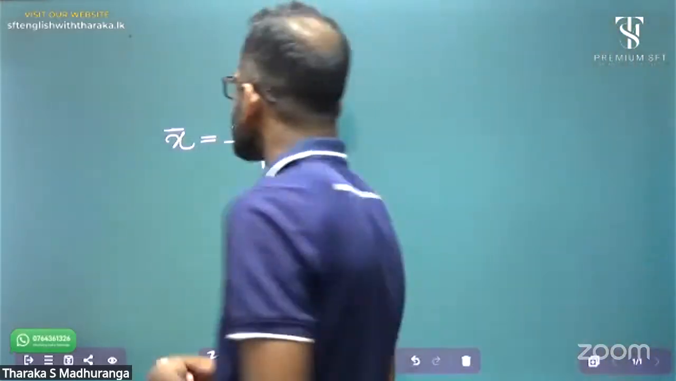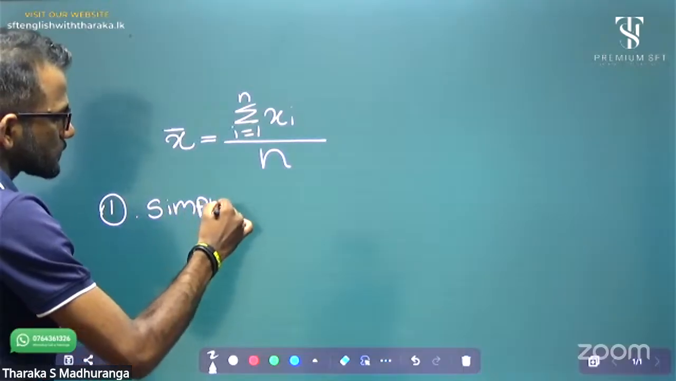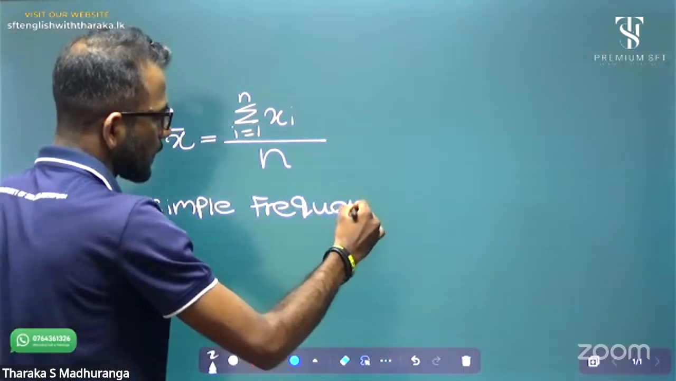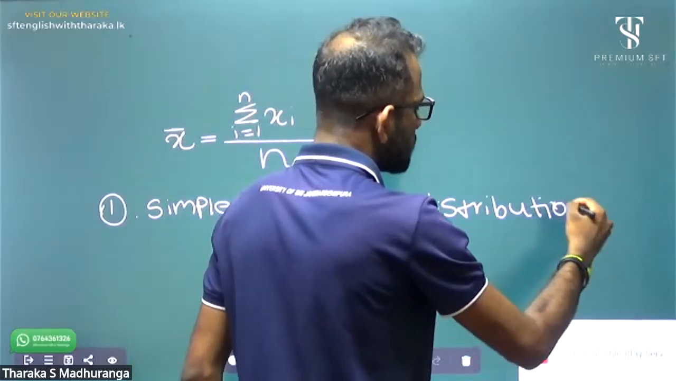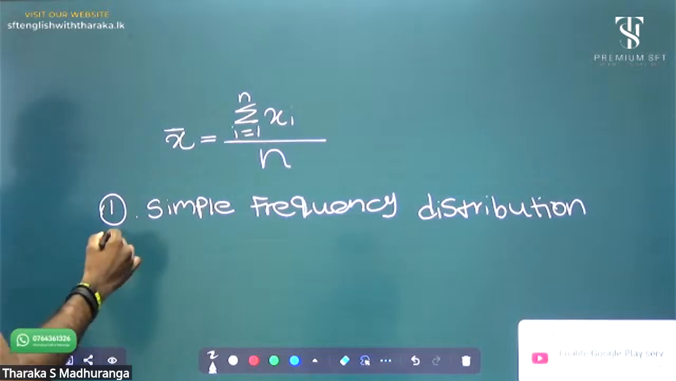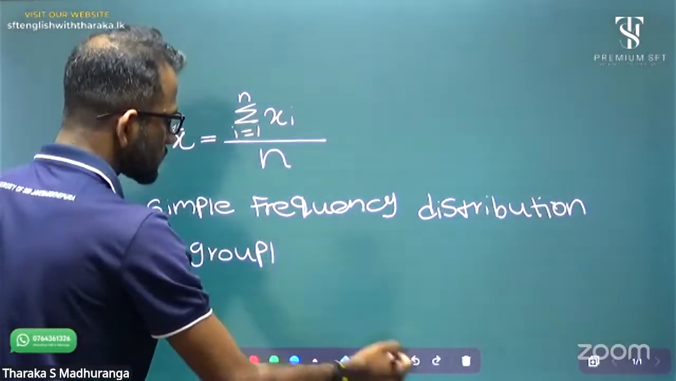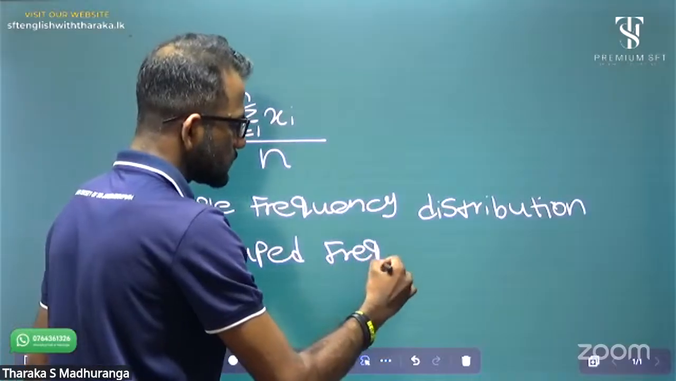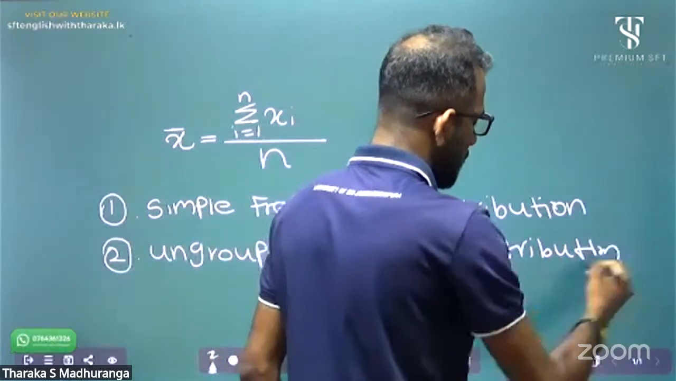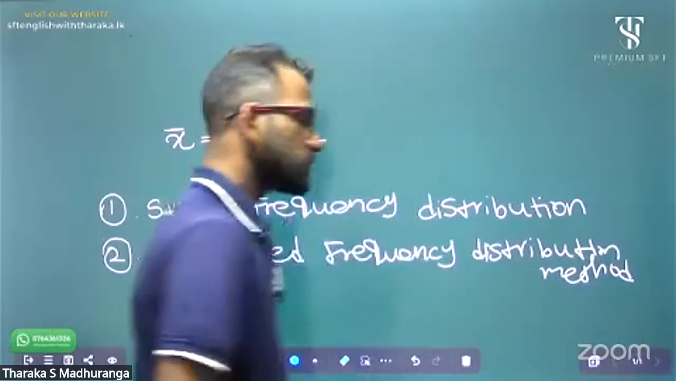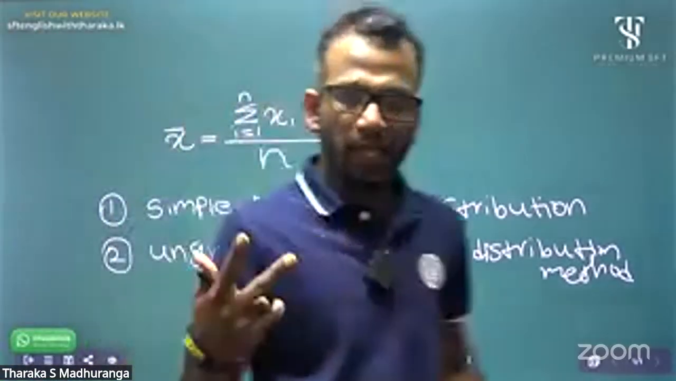That's why I told you we have to go to the second method. What is the second method? Our first method, what's the name of our first analyzing method? Simple frequency distribution method. The second one is the ungrouped frequency distribution method.